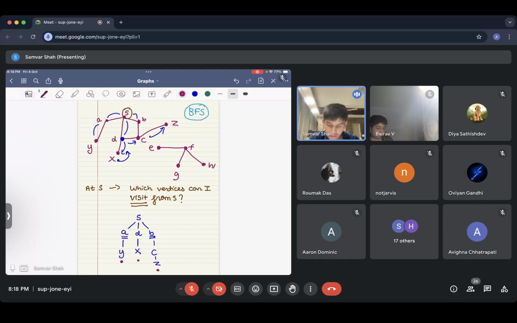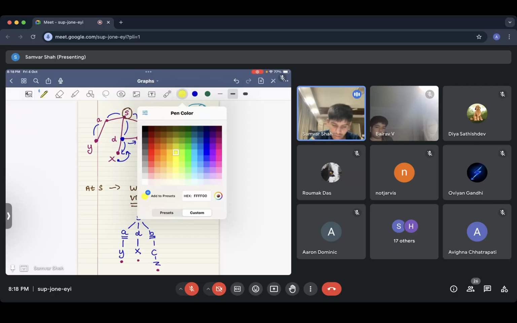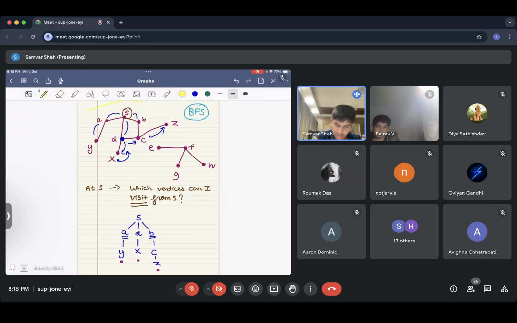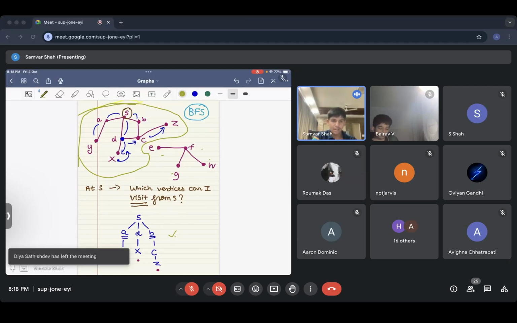And if you look at it now, naturally you see, okay, this entire thing is all the vertices I can reach. I would not be able to cover E, G, F, or W, which is exactly what this tree structure says. We call this a BFS tree, but that's just terminology.